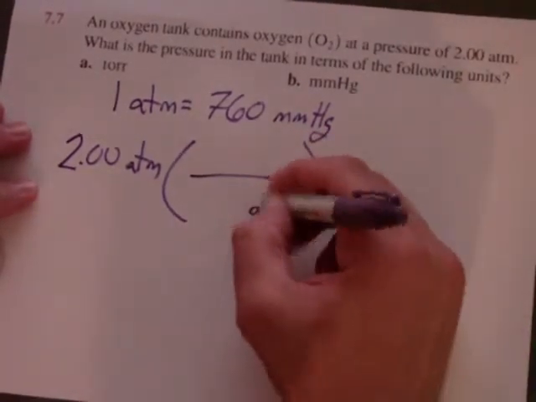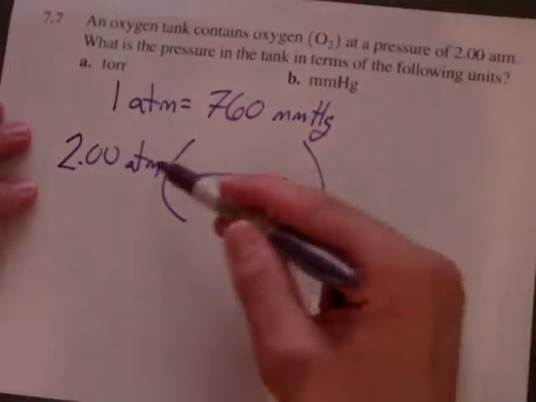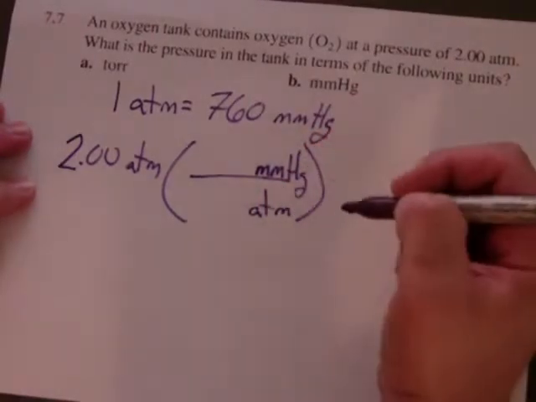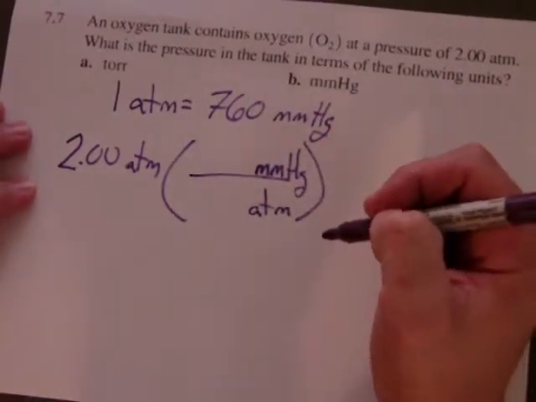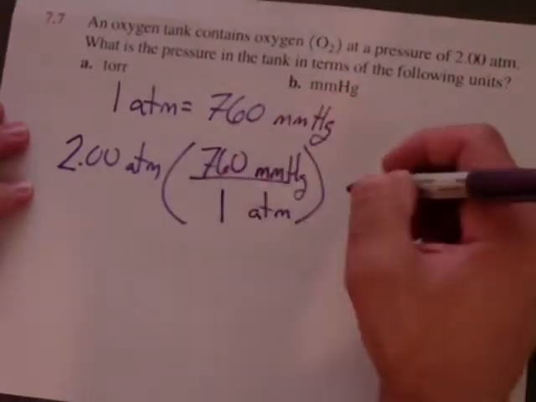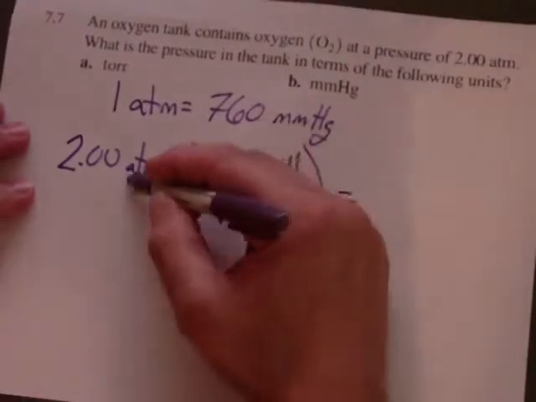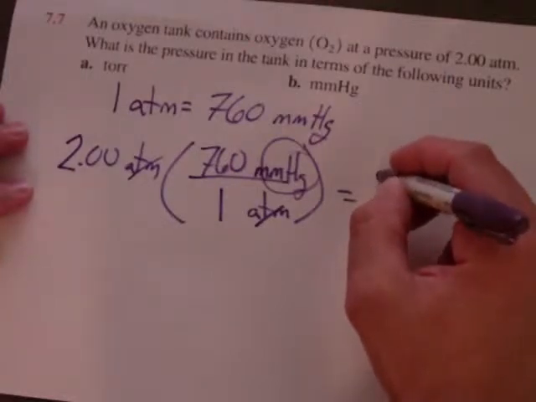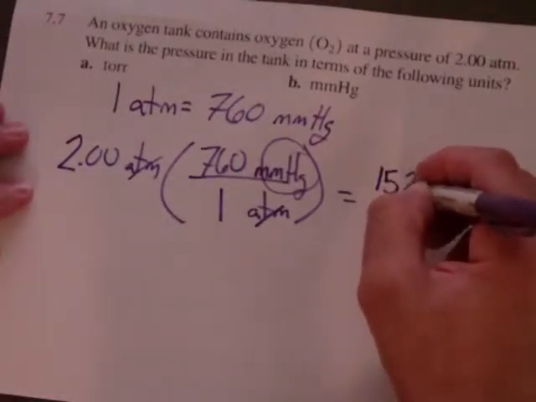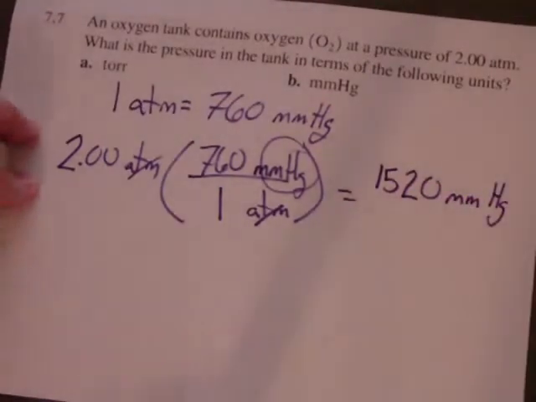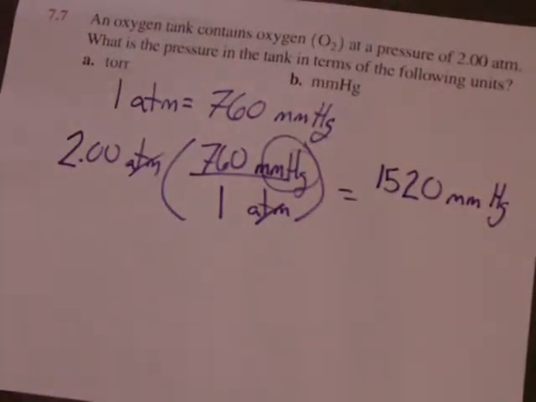We know that atmospheres must be the denominator, because we want atmospheres to cancel out. And we want millimeters of mercury to be our numerator, because that's what we want to be left over. So 1 atmosphere is equal to 760 millimeters of mercury. The atmospheres cancel out, and we're left with millimeters of mercury. When we solve for that, we get 1,520 millimeters of mercury. That will be our conversion from atmospheres to millimeters of mercury.